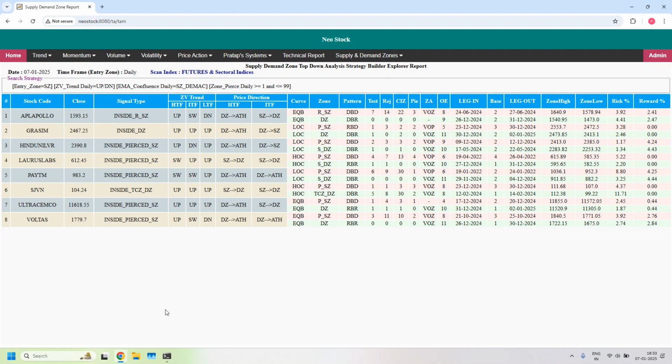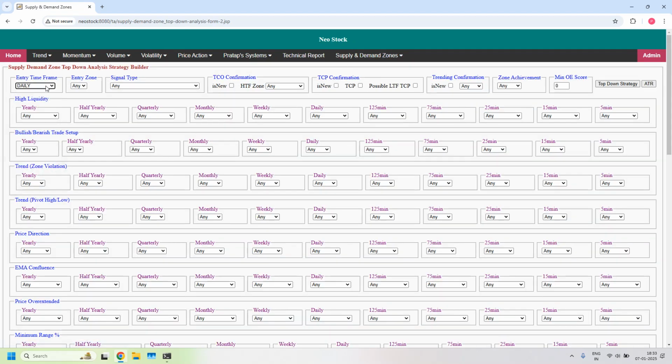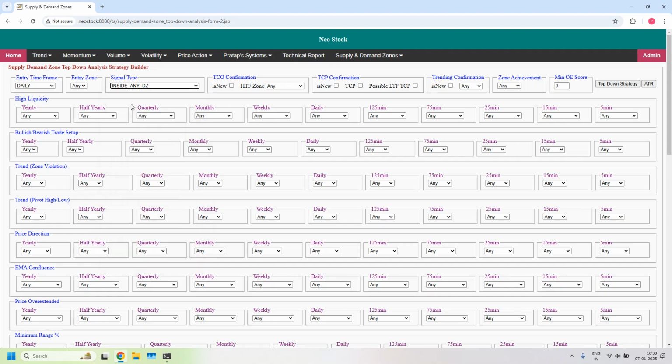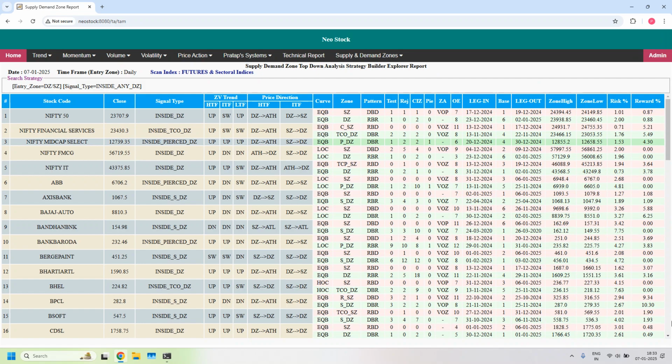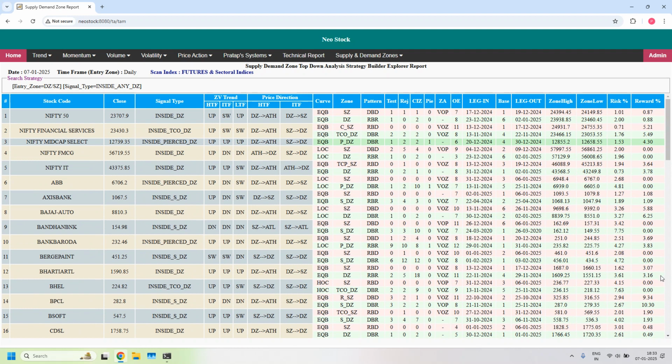Okay, this is about the pierced zones. Next, price closed inside the daily demand zone. Entry time frame is daily. And price closed inside the daily demand zone, any demand zone. It can be pierced or non-pierced or high liquidity, anything. Let's filter. We got 64 stocks. First 16 stocks in the list. I am scrolling the list down for your reference.